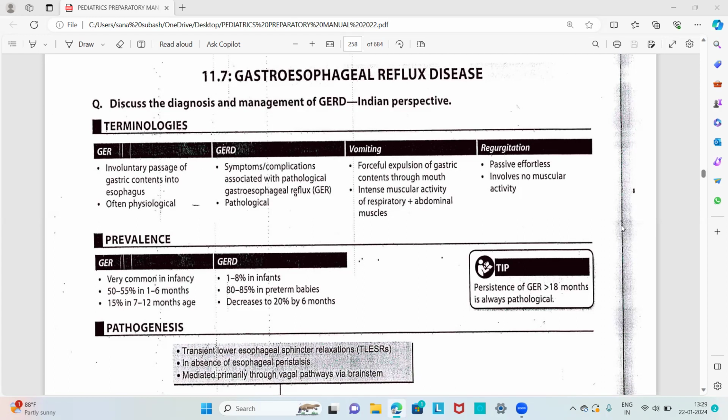Another term is vomiting, which means the forceful expulsion of gastric contents through the mouth, with intense muscular activity of the respiratory and abdominal muscles. And regurgitation means passive, effortless expulsion of gastric contents, involving no muscular activity. So these are the four terms regarding gastroesophageal reflux disease. But the important one is gastroesophageal reflux disease, that is, symptoms, signs or complications associated with pathological gastroesophageal reflux, and it is always pathological.